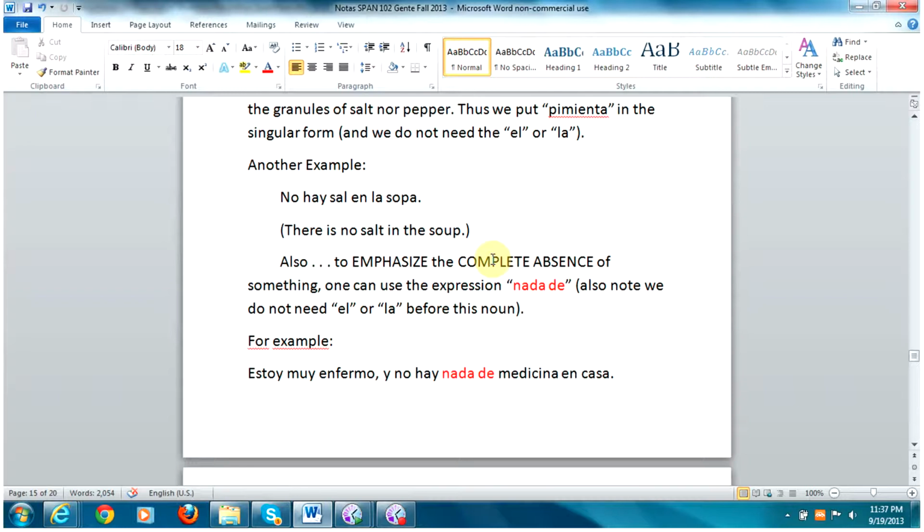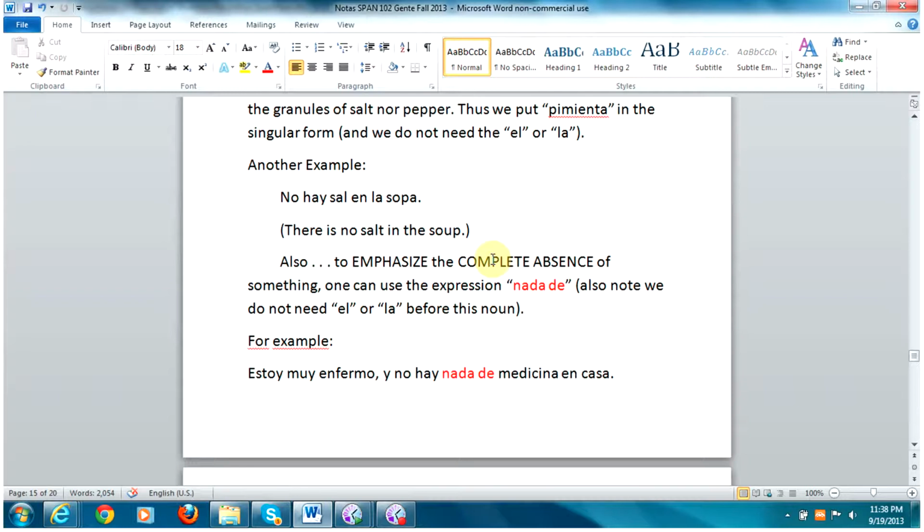Another example. No hay sal en la sopa. There's no salt in the soup. Again, we don't really count salt, the granules of salt. Leave salt in the singular form, sal. Again, no need for el or la before salt.